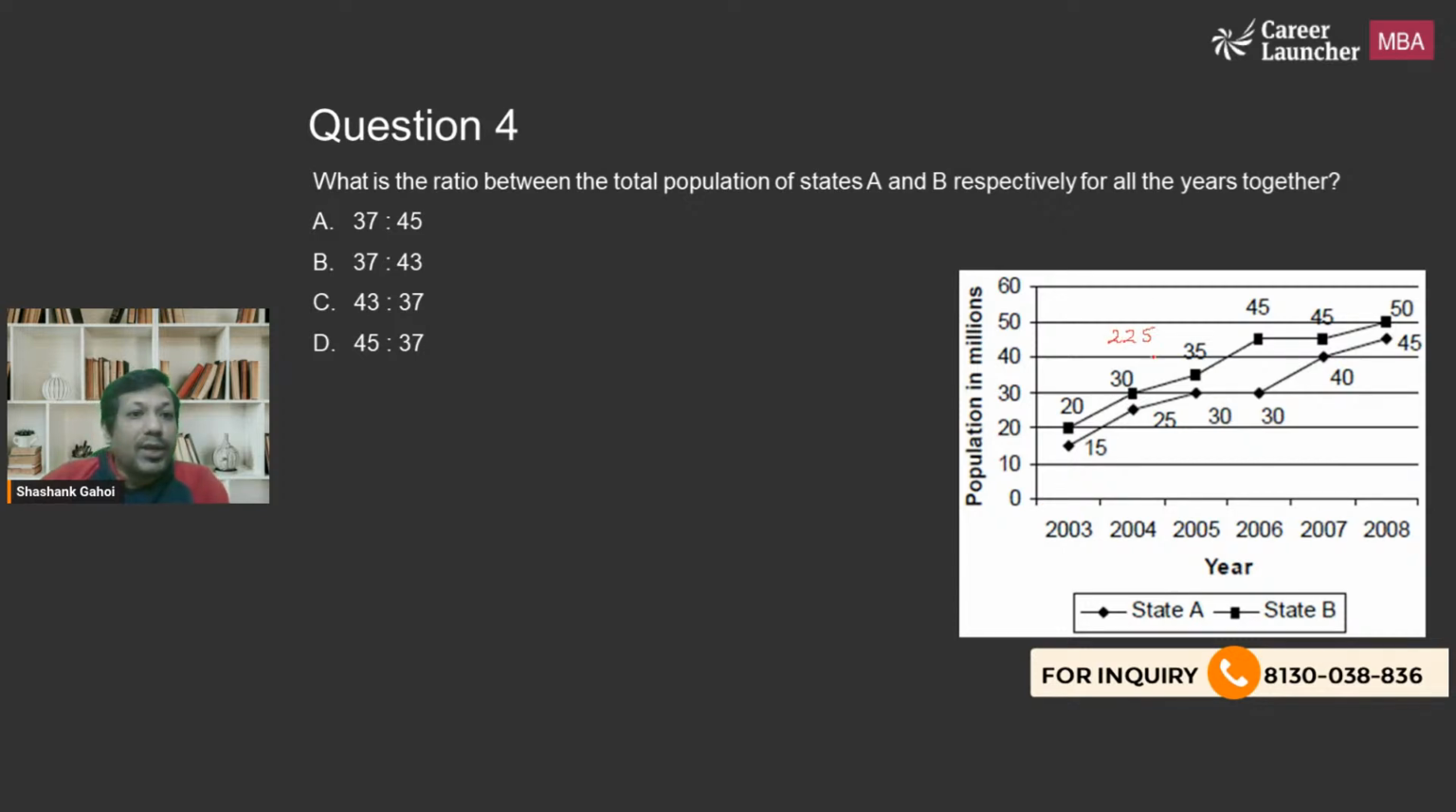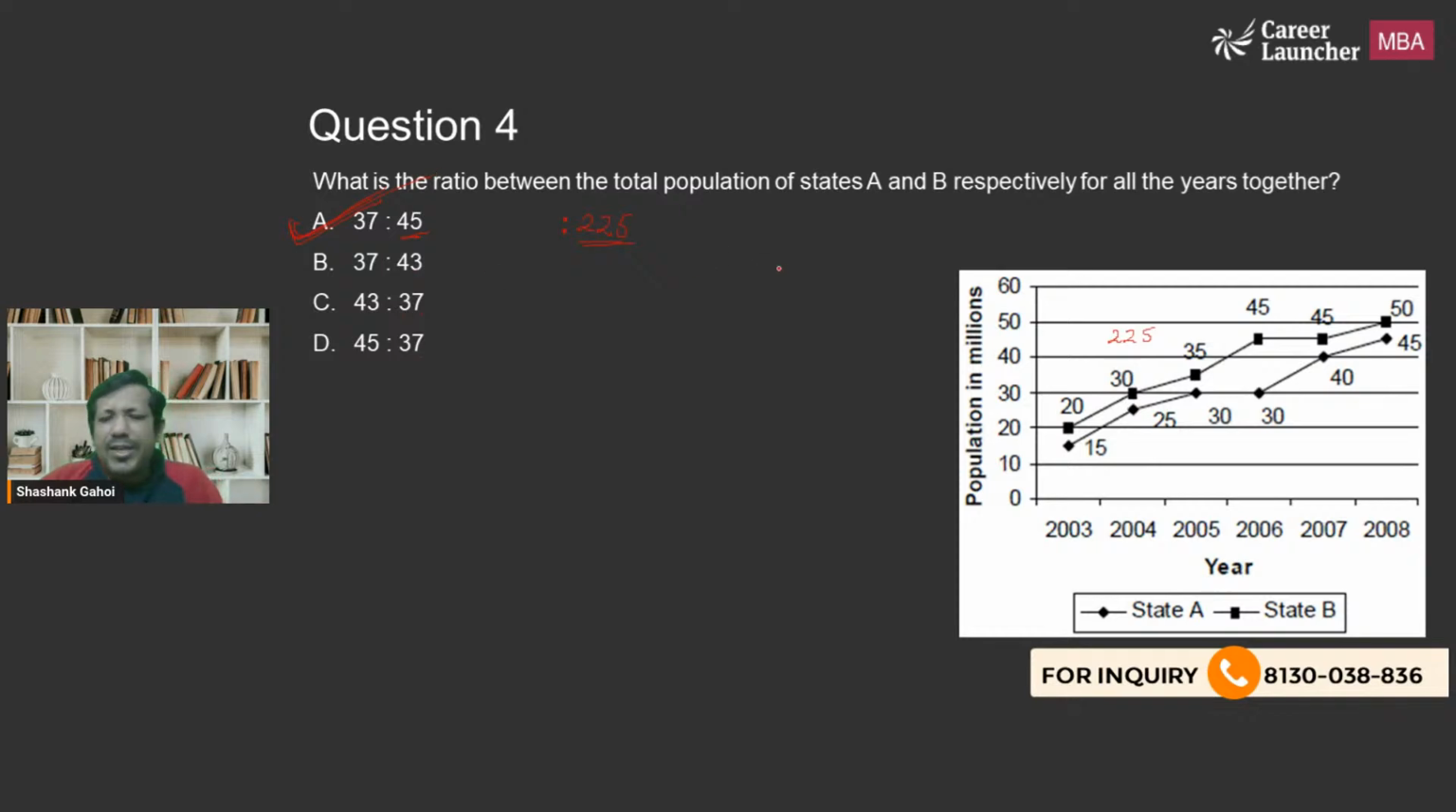Now let me calculate the population of A. Basically, if I'm looking at the ratio, in state B it's 225. So in the ratio, the value that I'm going to get should be a factor of 225. There is only one factor of 225, that is 45. 43 is not a factor of 225. 37 is definitely not a factor of 225. So here my answer of this question is going to be option A.